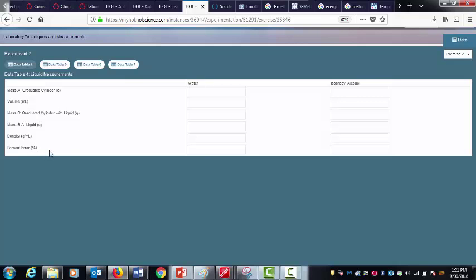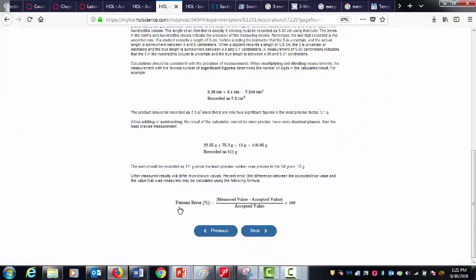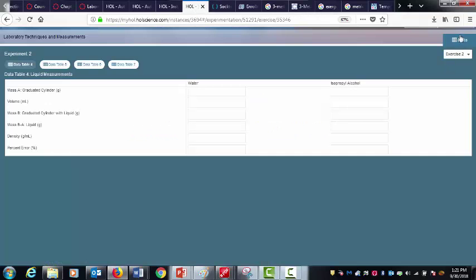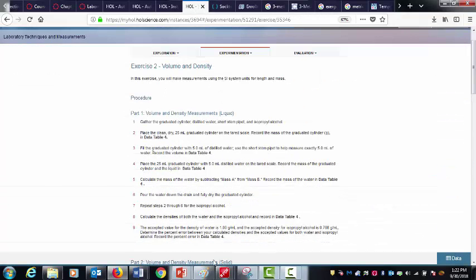Next, they want you to determine the percent error. The equation for calculating percent error is found on the last page of your exploration, and you take your accepted value from the measured value, take the absolute value of that difference, divide by the accepted value, and multiply by 100%. So the accepted value for water, the density of water, is given as 1.00 gram per milliliter, and then you'll have your experimental value that you calculated.